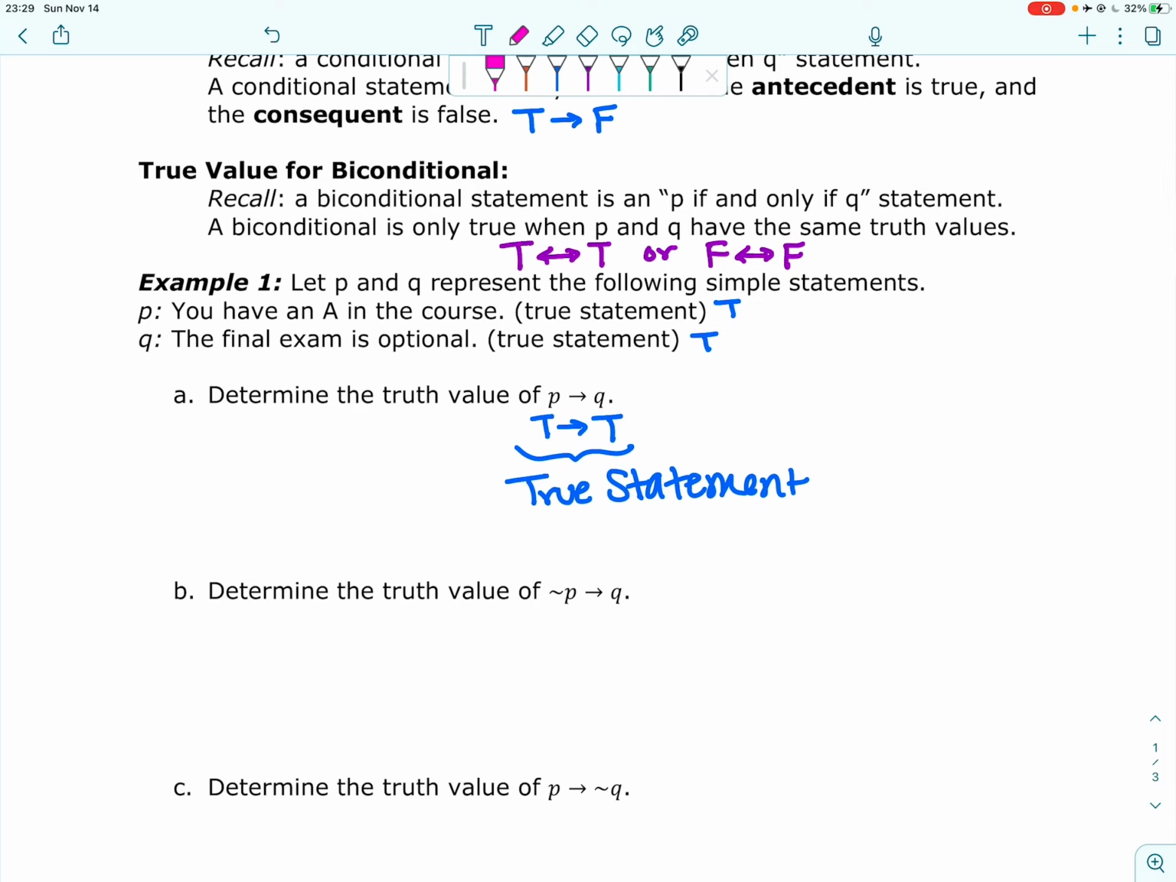The next one says not P then Q. So not P would be false. Then Q, which is still true because we didn't negate Q. So that's false then true, not true then false. So this is still a true statement.